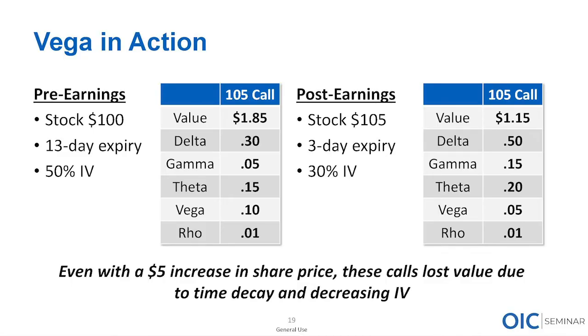So even with a 5-share increase in price, these calls lost value due to time decay and implied volatility. In this case, they both acted against you. If we just kept everything the same, say it was still 13 days to expiration, and all of a sudden the volatility came in, you would still see a decrease in option value. If the stock didn't move, with the same expiration, and volatility just came in 20%, that would be the main driver of why your option lost value.